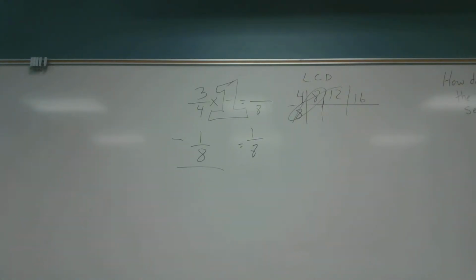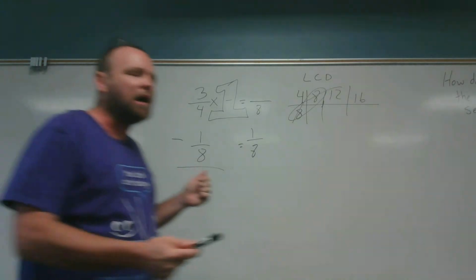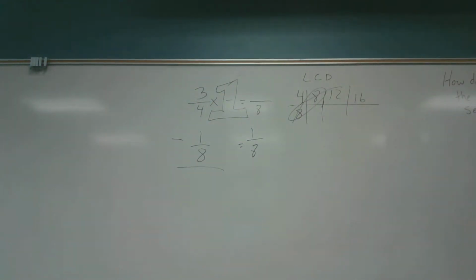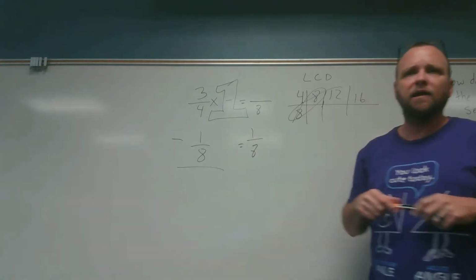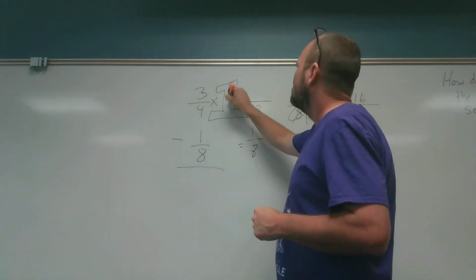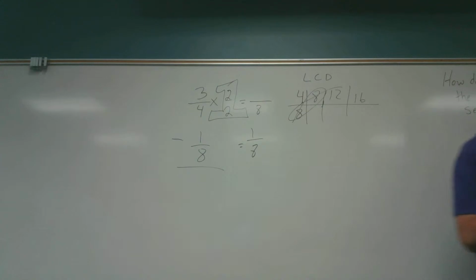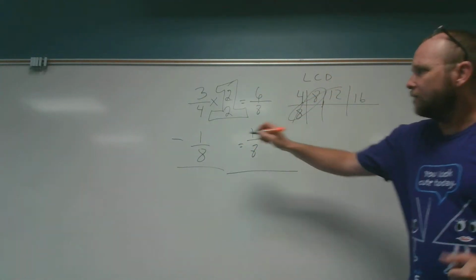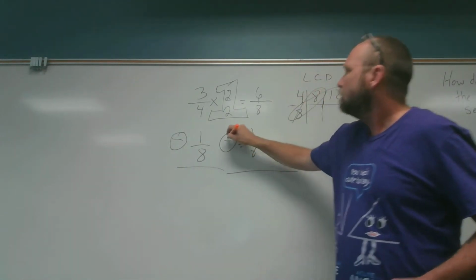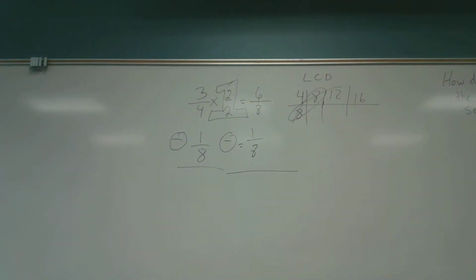So Mason, what am I going to multiply that equals 1 that's going to give me a denominator of 8? 4 times what equals 8? 4 times 2 equals 8. My fraction needs to equal 1, so it's 2 over 2. What is my new numerator, Mason? 6. I have a subtraction problem. So I have 6/8 subtract 1/8, and what is my answer, Mason? 5/8.